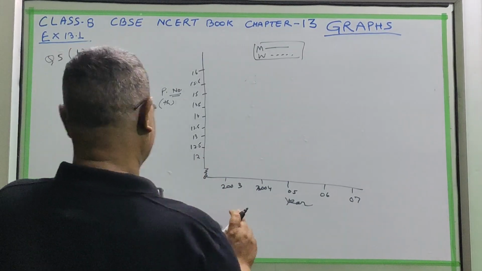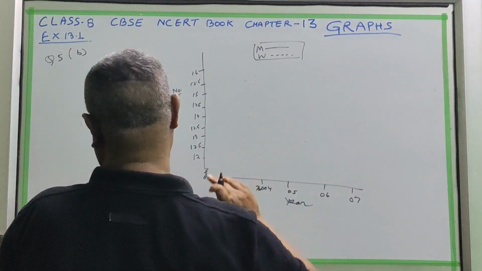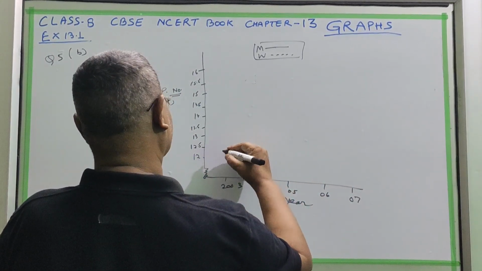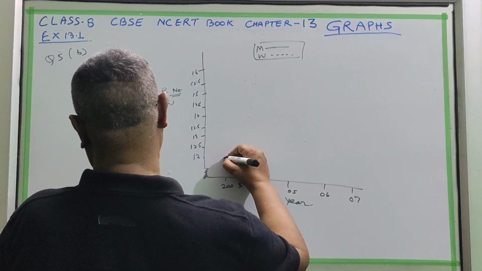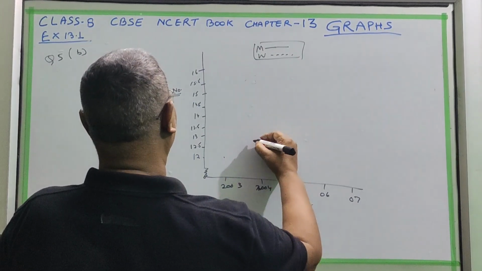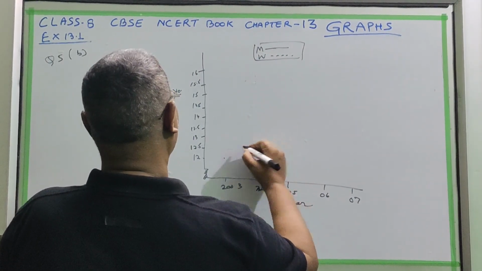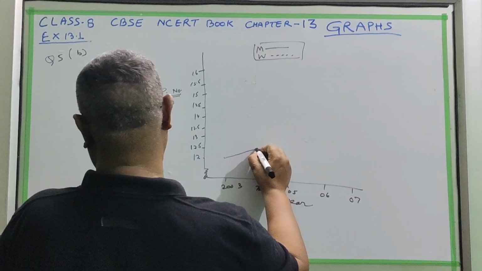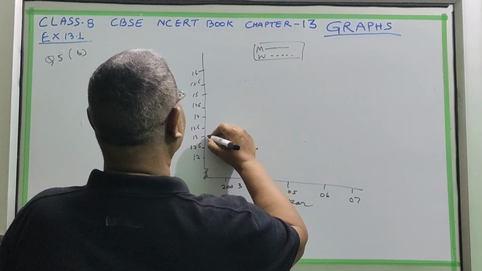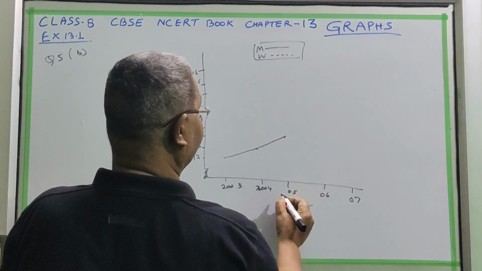So in 2003, first we will make a graph of the man. It is always easy, first you make one. Man is 12. First in 2003 man was 12. Then in 2004 it was 12.5. Then in 2005 it is 13. So 13 will come here.